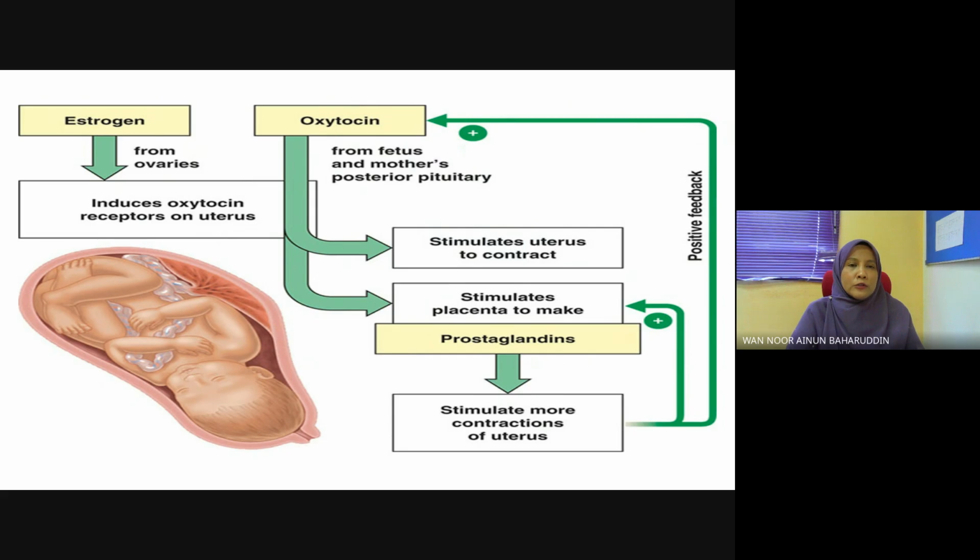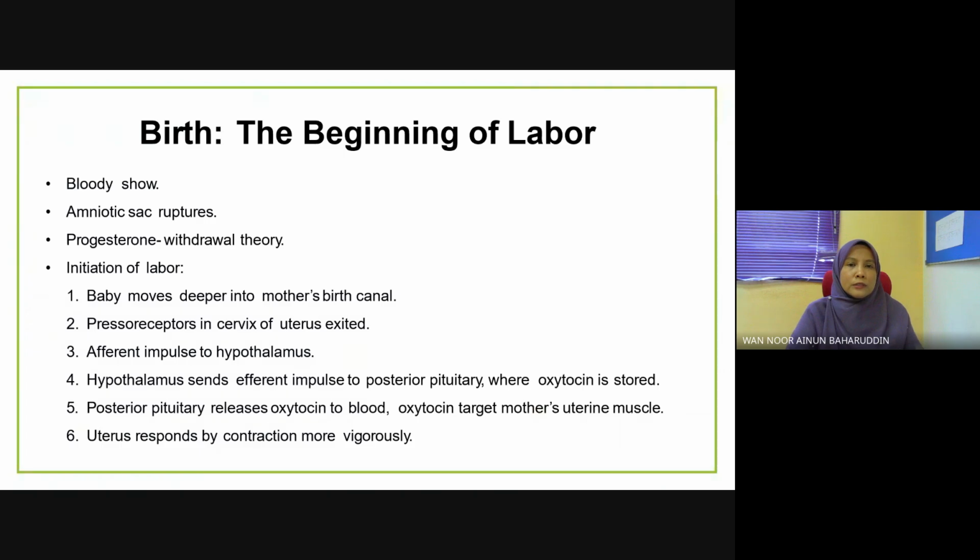So estrogen from the ovaries induces oxytocin receptors on the uterus. Oxytocin from the fetus and the mother's posterior pituitary of the brain can stimulate the uterus to contract and also stimulate the placenta to make more prostaglandin, and from there it stimulates more vigorous contraction of the uterus and gives positive feedback, producing prostaglandin again and stimulating contraction again, and also giving positive feedback to oxytocin to produce more and more until the baby is expelled out of the uterus.